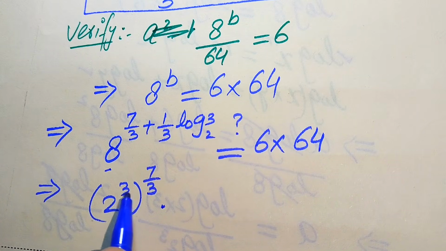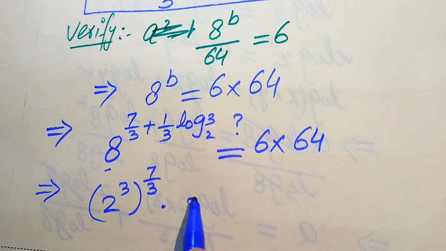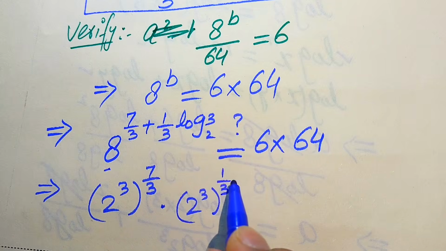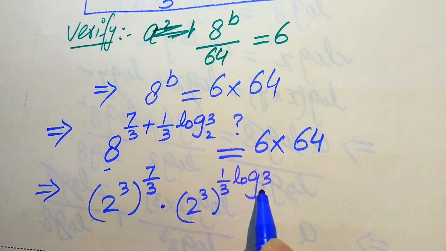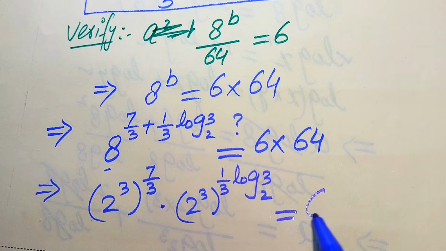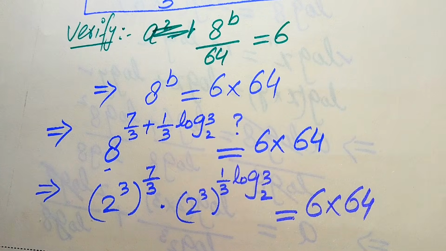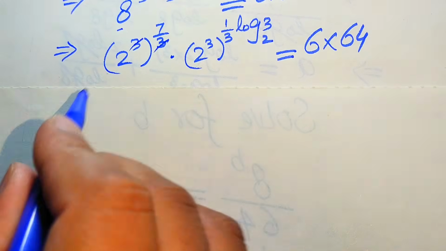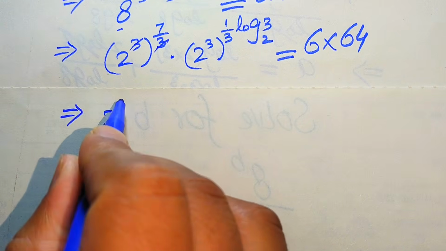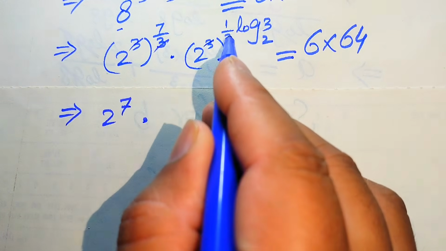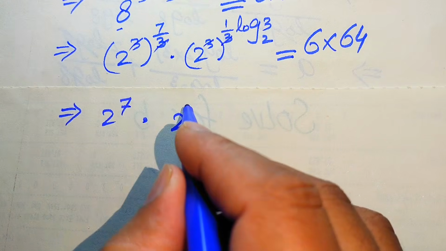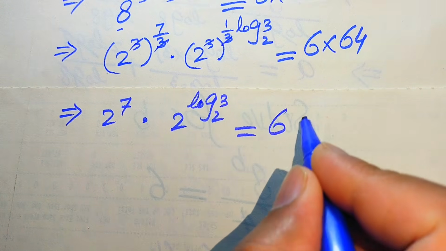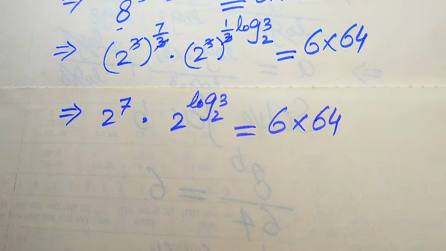2 to the power of 3 is 8, and first we write 7 over 3 multiplied by 2 to the power of 3, and its exponent is 1 over 3 times of log 3 with base 2, and we check whether this equals 6 times of 64 or not. And in the next step we have this 3 and this 3 are gone, and here we get 2 to the power of 7. This 3 and this 3 are also gone, and we get here 2 to the power of log 3 with base 2, and this is equal to 6 times of 64.